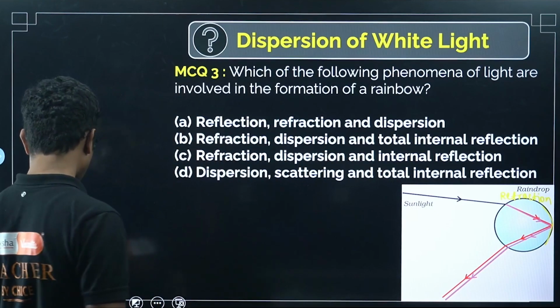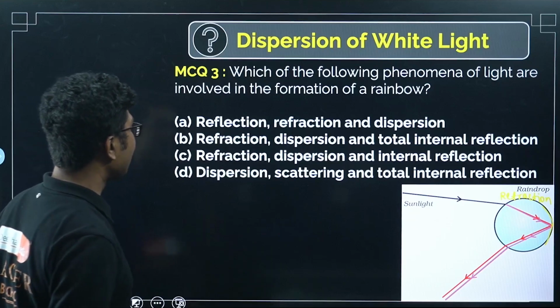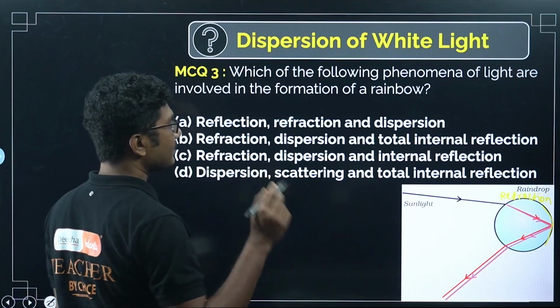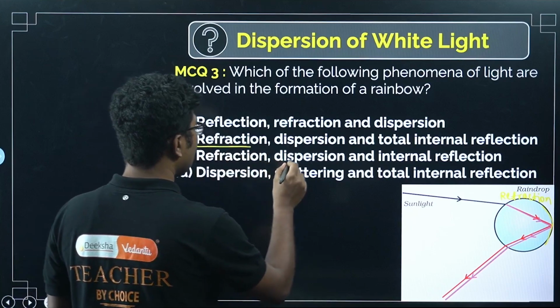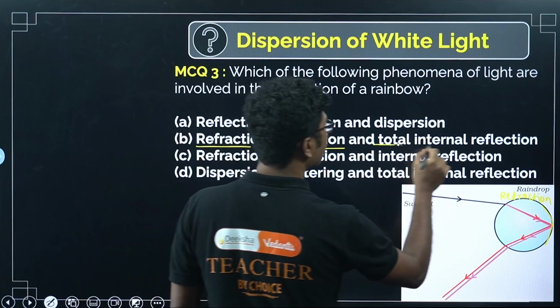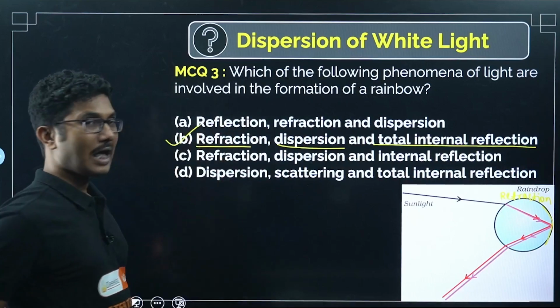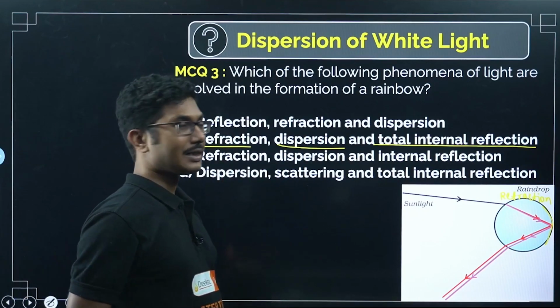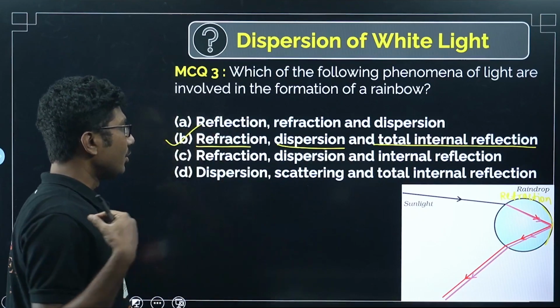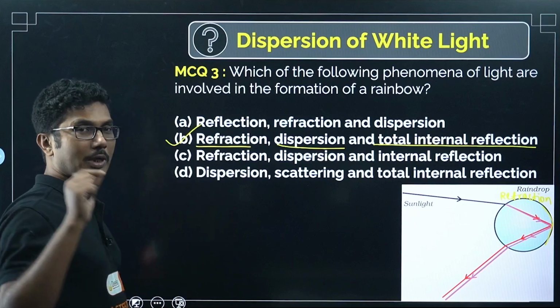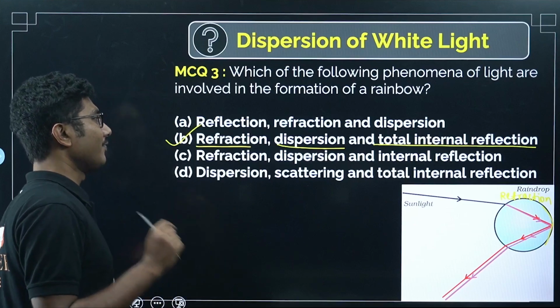So basically what is happening here is refraction, dispersion, and total internal reflection. So these three things are happening here. So the correct answer is option number B. Don't get confused, it is not a normal reflection, it is total internal reflection.